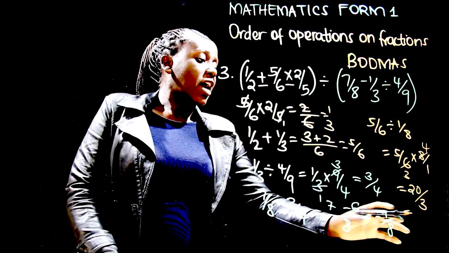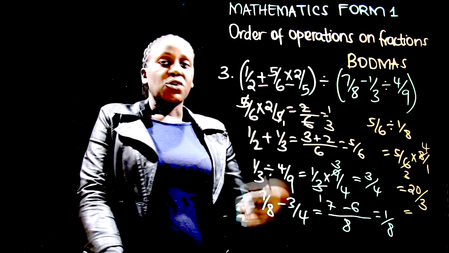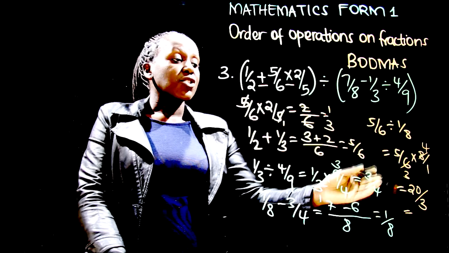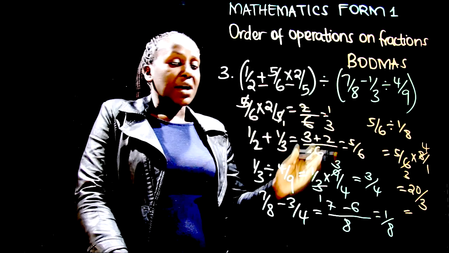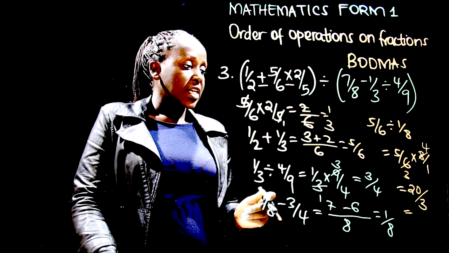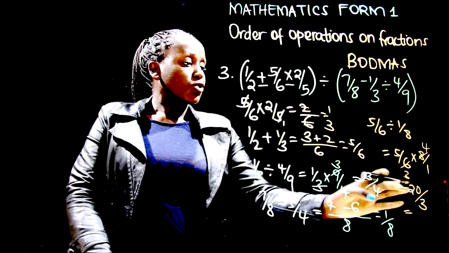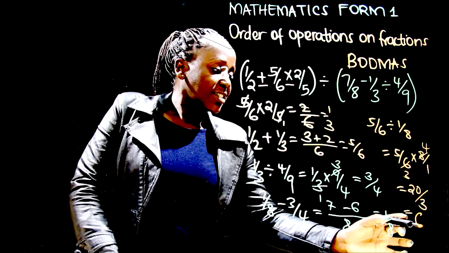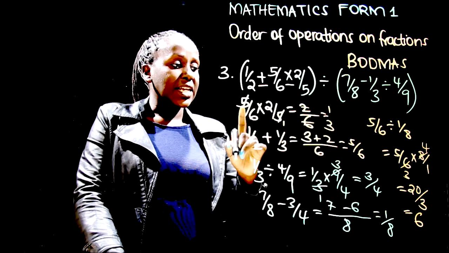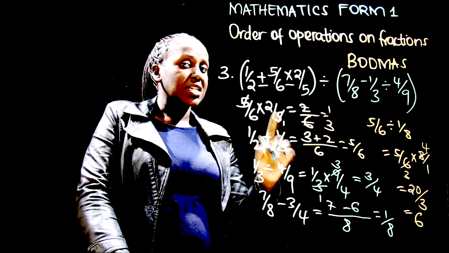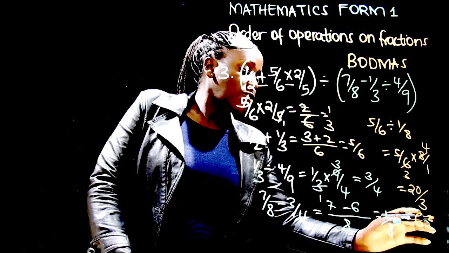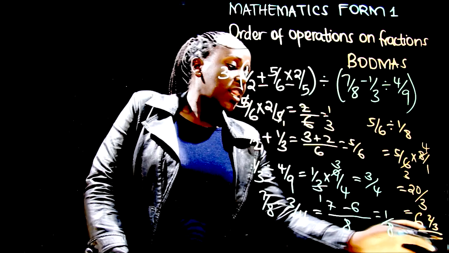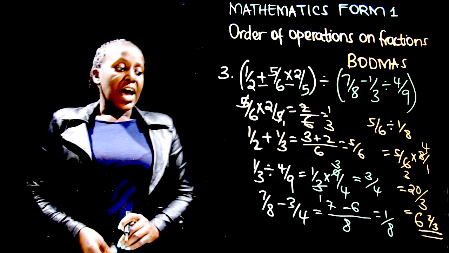Now you can have your answer like that, or you can convert the improper fraction into a mixed number. Do you remember that concept? So what do we do? 20 divided by 3 is 6 because of 18. So 20 minus 18 is 2. So we have 6 and 2 over 3. And that becomes your final answer.